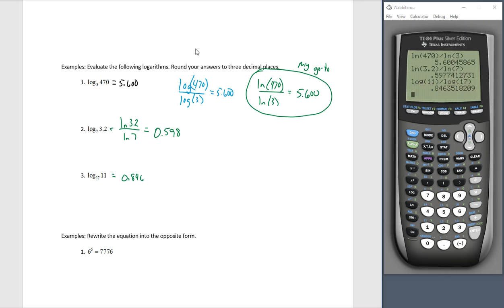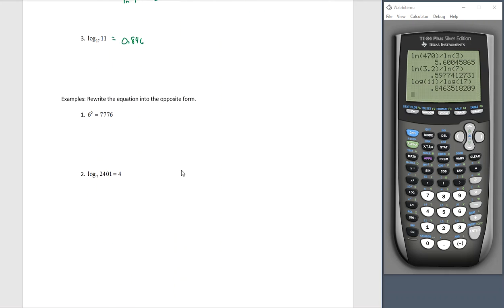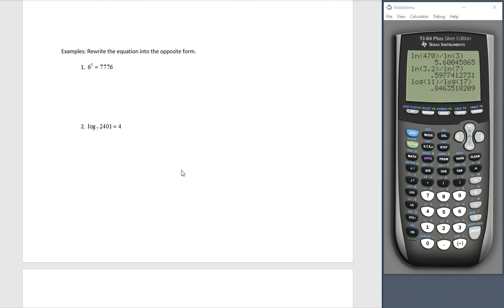Now, make sure you hit pause. Work on your calculator. Make sure you can get these exact same answers. All right, a little bit of evaluation. Now let's do some rewriting into the opposite form.